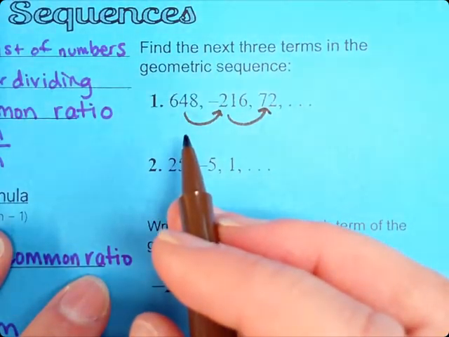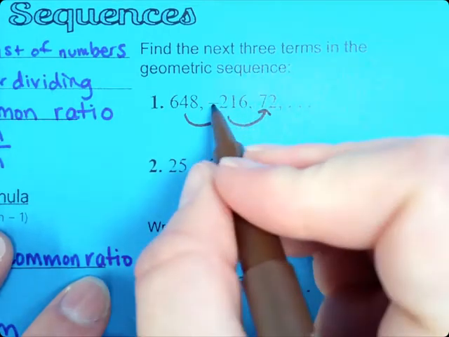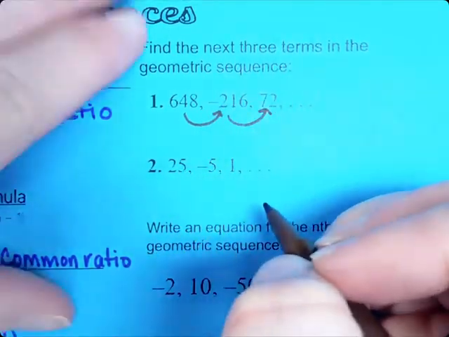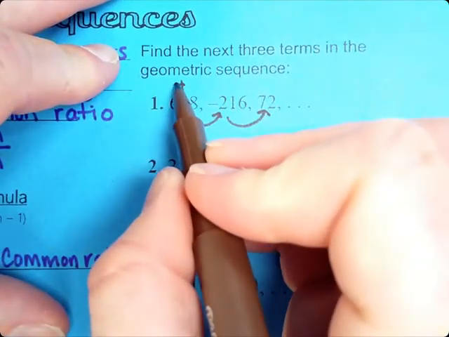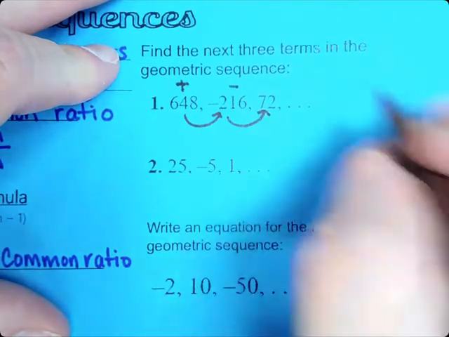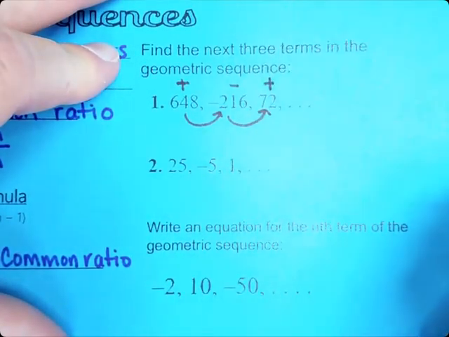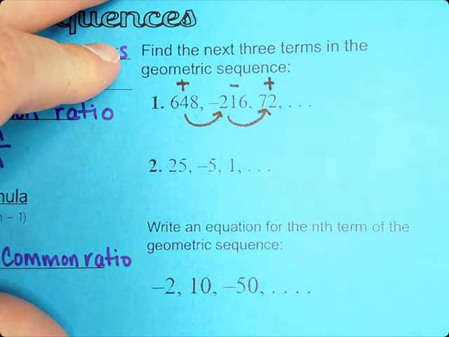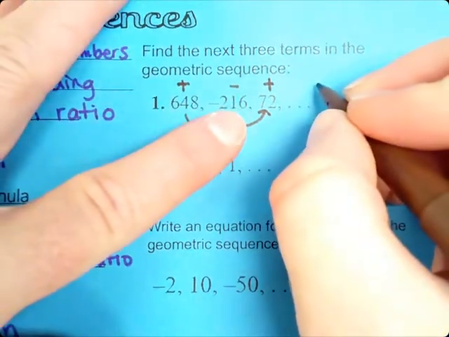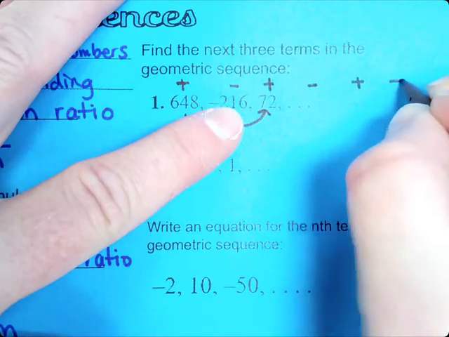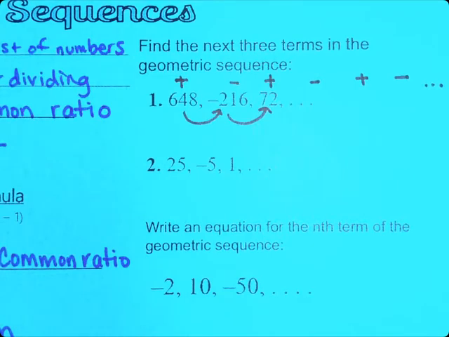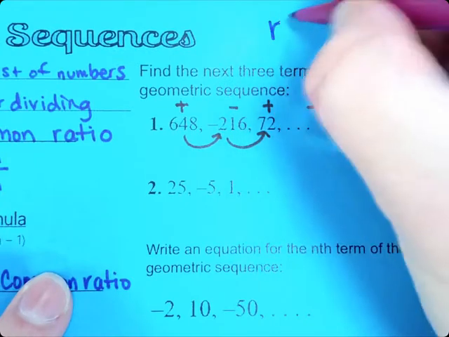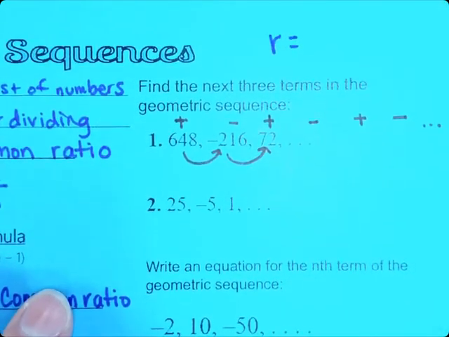The numbers are going down, but what about the negative here? This one's positive, right? Then this one's negative. This is positive. So the sign is alternating. That's our pattern, part of the pattern anyway. Negative, positive, negative, and so on. And the way that we can find out how it does that is by finding our r, our common ratio.